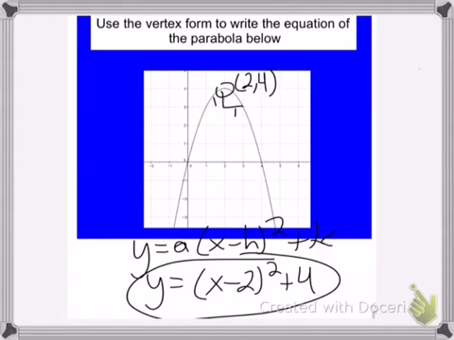Right here, our vertex, our maximum point, is 2, 4, just by looking at the graph. So we have to do the opposite in our formula, make it a negative 2, and make it a positive 4. Oh, A is going to be negative 1. So it's going to be negative 1 times (X minus 2) squared plus 4.